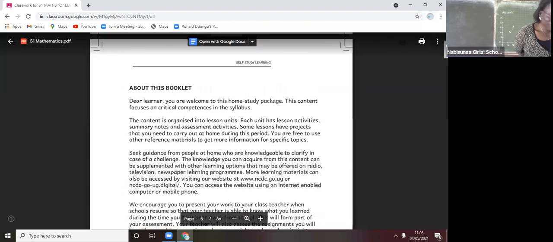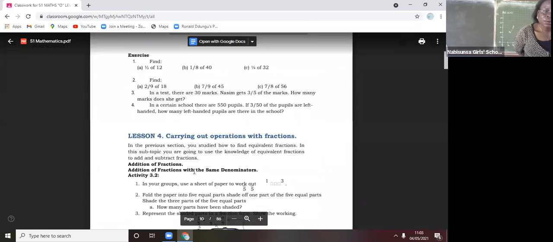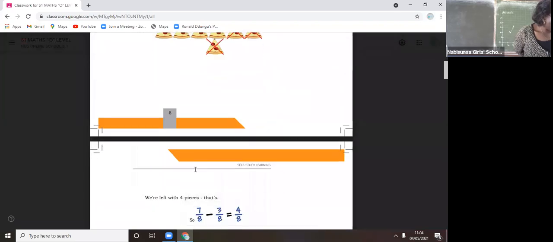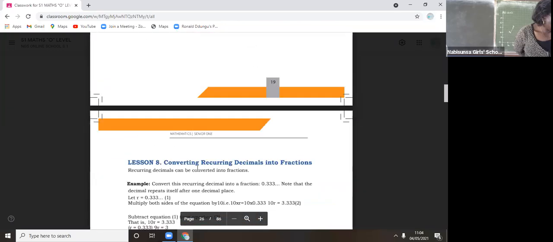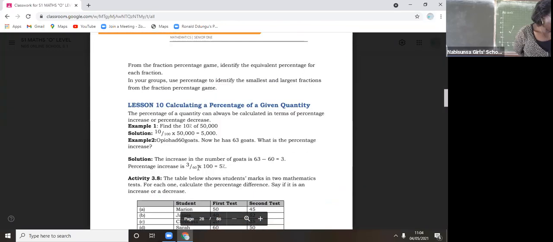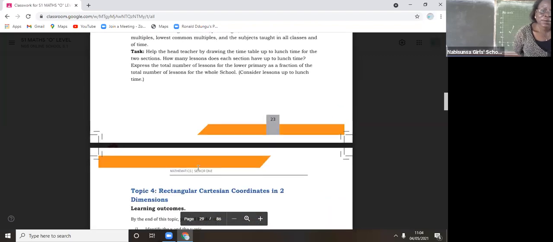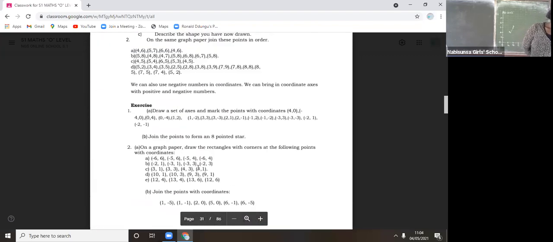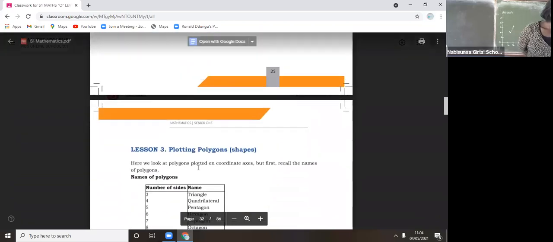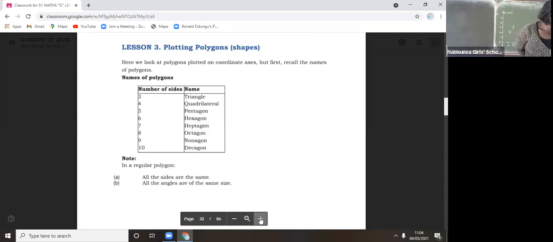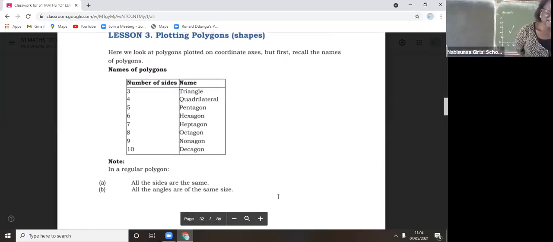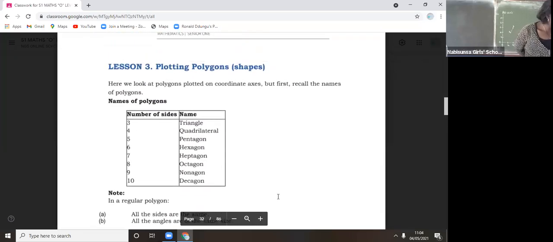Yes. 7 sides, heptagon. 8 sides, octagon. 9 sides, nonagon. Yes. 10 sides, decagon. Good. So far, we have looked at those first polygons, the one that has 10 sides, and their names.